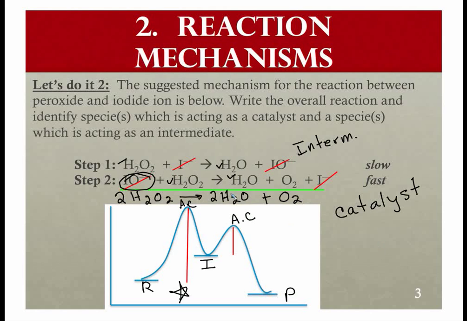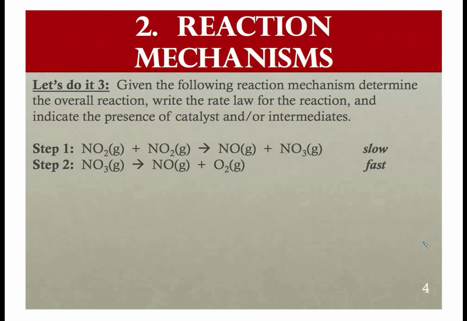Okay? So a catalyst is there at the beginning, goes away, and it's there at the end. An intermediate shows up in the middle, and then it goes away. Okay? So that's how you're going to be identifying those. Okay. Now, I have another couple of good examples for you. Let me do one more, and then we'll do the fast equilibrium one.